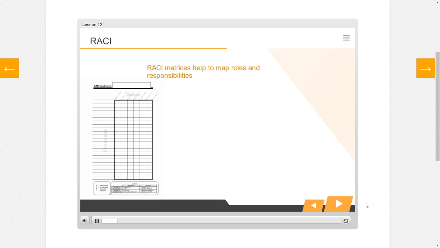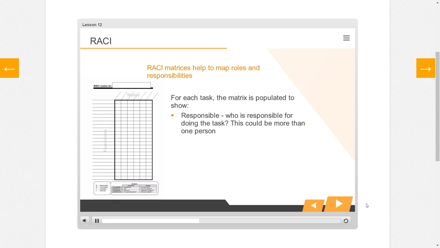RACI matrices are useful tools to help map roles and responsibilities. They're used to map who is doing what for a process, an activity, a service, or a team. For each task, the matrix is populated to show responsible. Who is responsible for doing the task? This could be more than one person. Accountable. Who makes sure the task is done? This role is never shared.